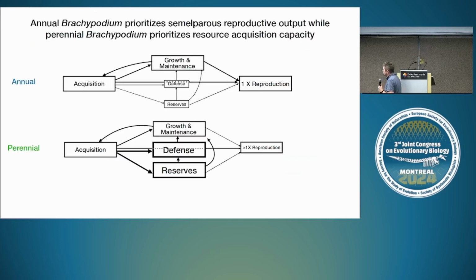So, to summarize the central part of this talk, annual Brachypodium is prioritizing the semelparous reproductive output, while the perennial seems to be prioritizing the long term, right? So maybe like a bet hedging kind of strategy. So just graphically summarizing that.